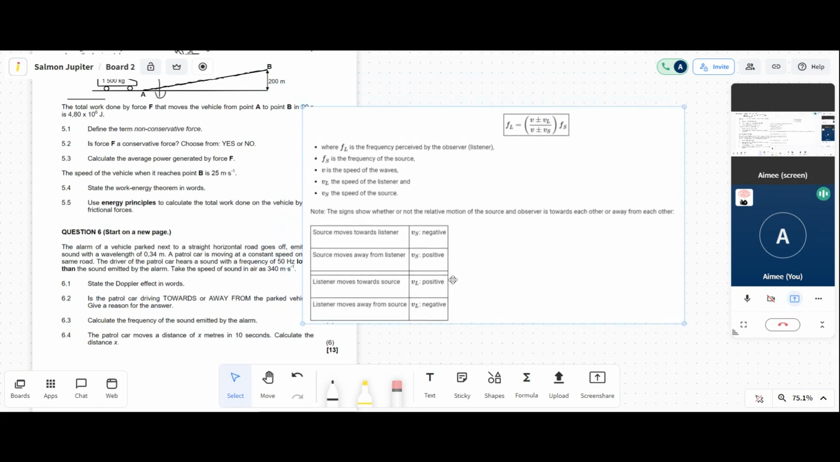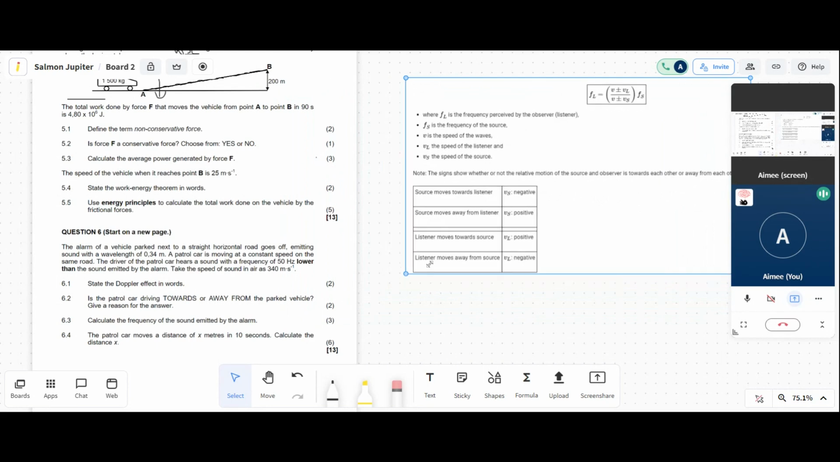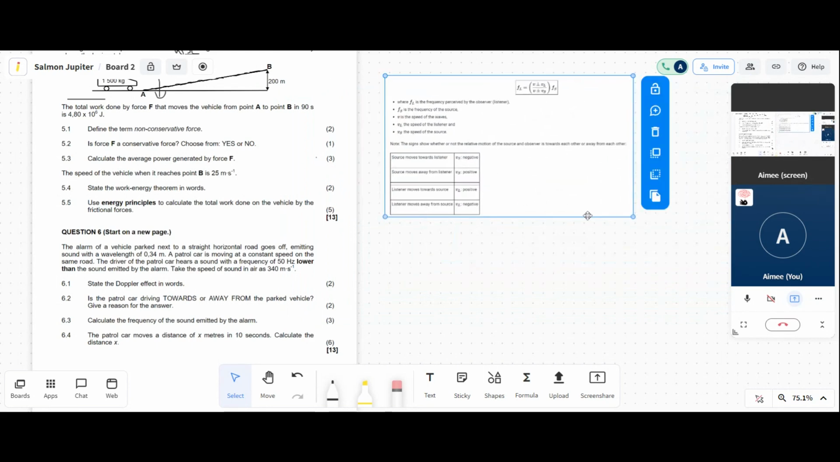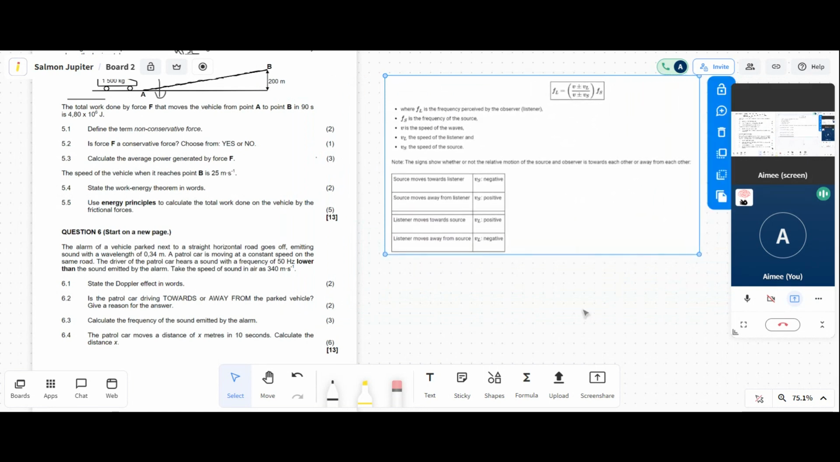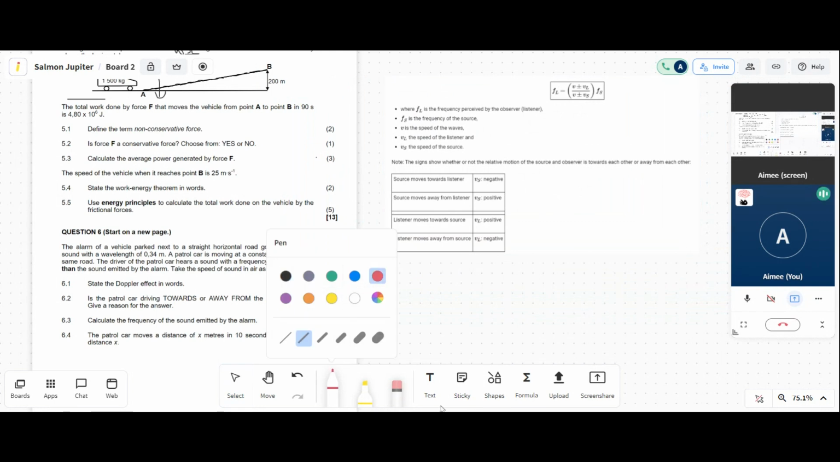Like I said, very important to just take note of this little summary. You won't be able to answer the Doppler effect questions if you don't know what's going on here. Basically, for our question, we've determined that our listener is moving away from the source, which means that when we substitute in our values, we need to say V minus VL, not V plus VL.